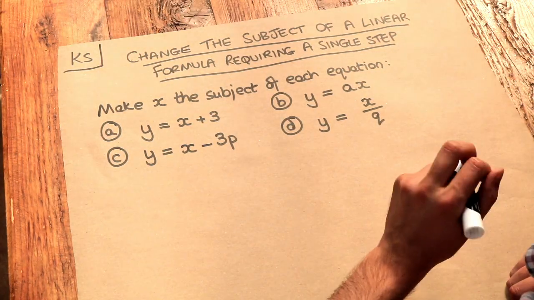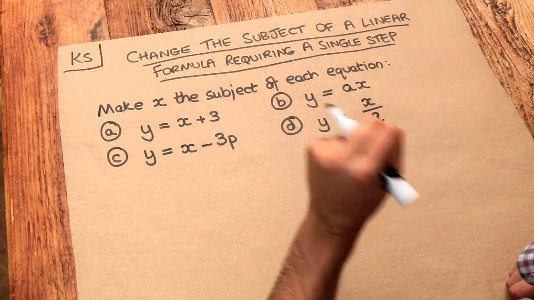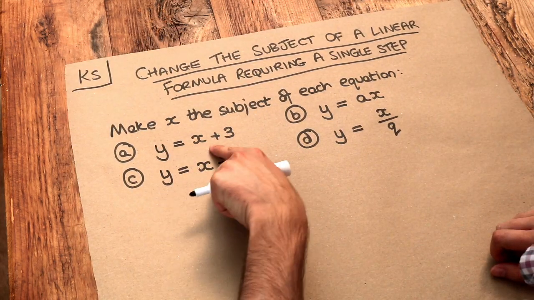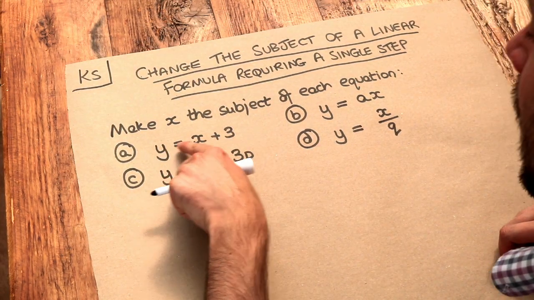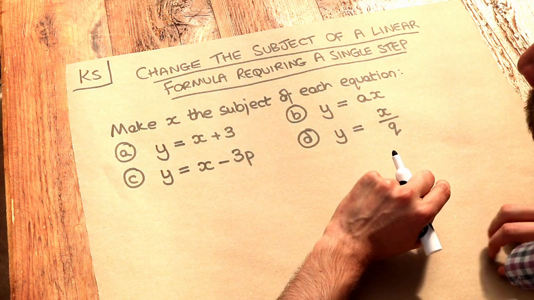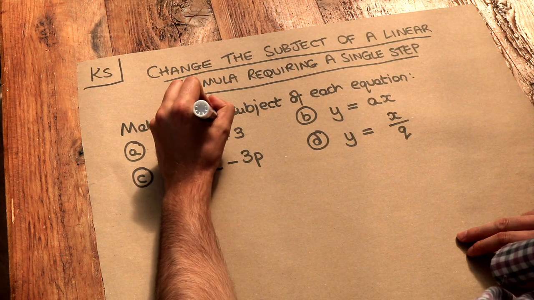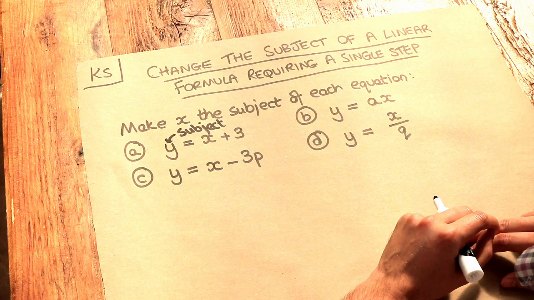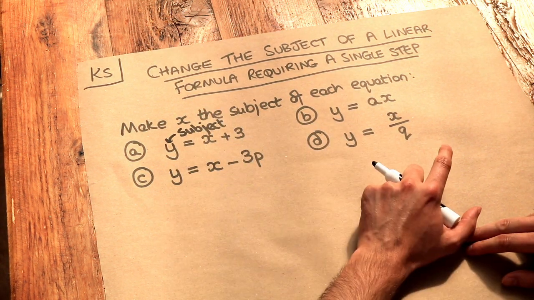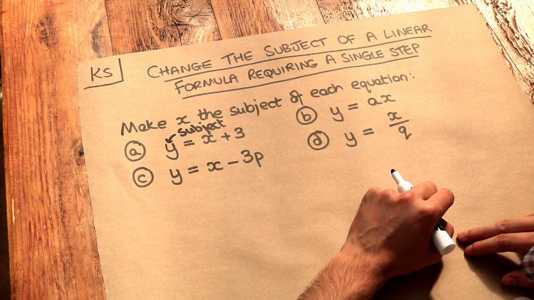Now what it means for something to be the subject of a formula is for it to be on its own on one side of the equation. So can you see in this formula here we've got y equals x plus 3. So we've got y in terms of x and y is on its own on one side of the equation. So that y there we would say is the subject. It's on its own on one side of the equation. But we want to make x the subject of this equation. So we want x to be on its own on one side of the equation.